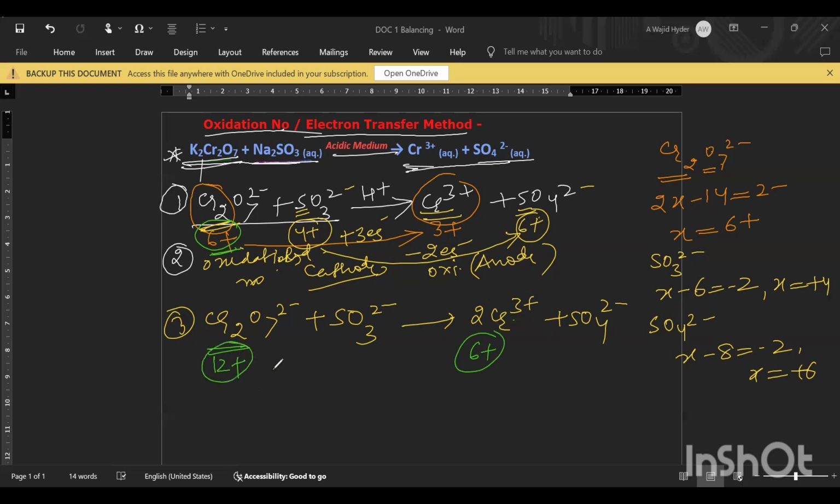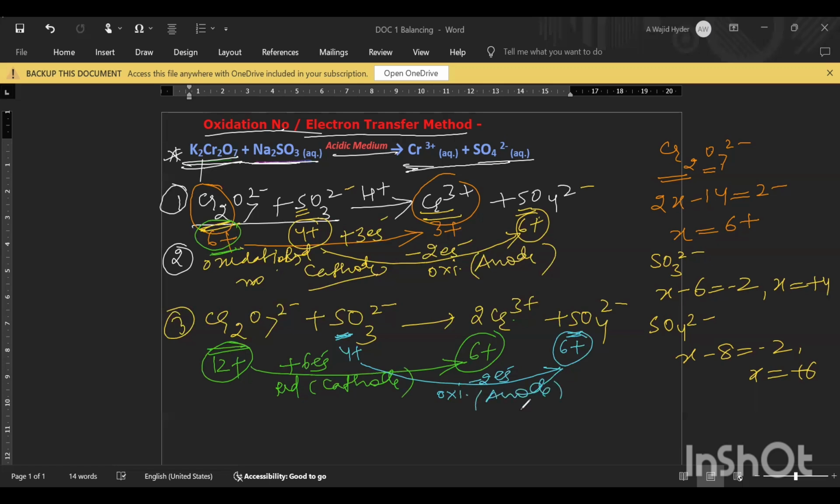Now see, 12+ is changing to 6+. How can that be done? By gaining 6 electrons. As I have already said, gain of electron is reduction, and reduction always takes place at cathode. Now see here, in this case, this is 1 in number, this is also 1 in number, this is showing 4+, this is showing 6+. So this 4+ is changing to 6+ by losing 2 electrons, and this loss of electron is oxidation, and oxidation always takes place at anode.